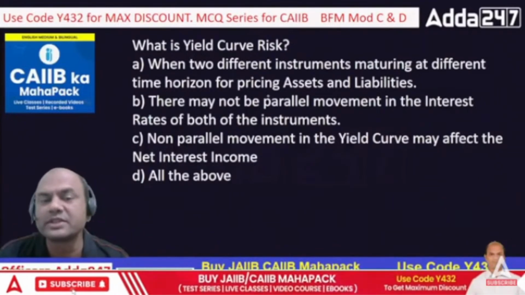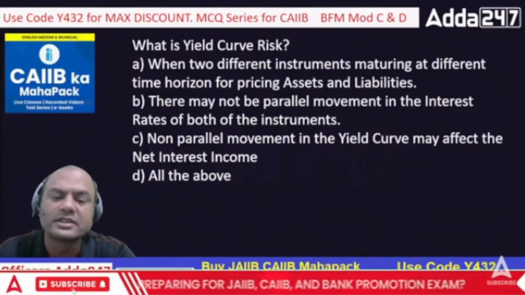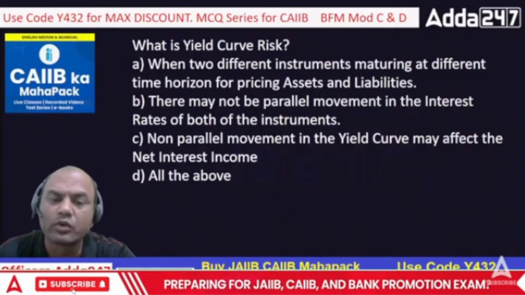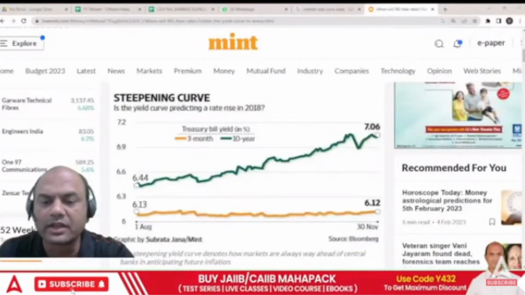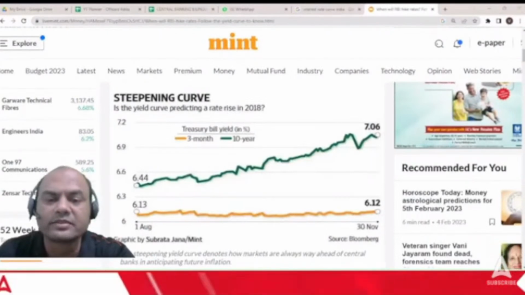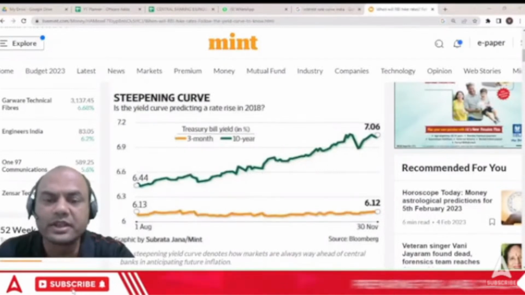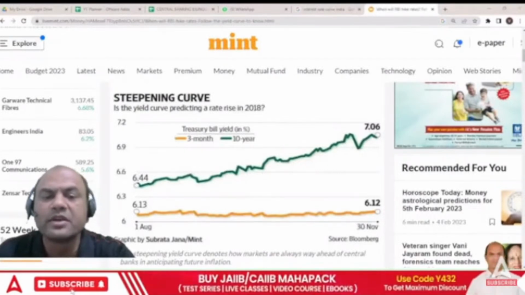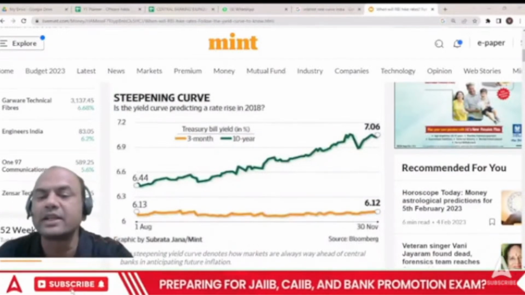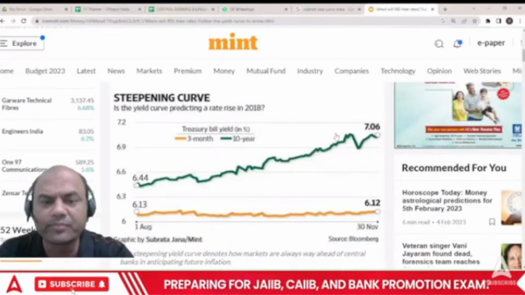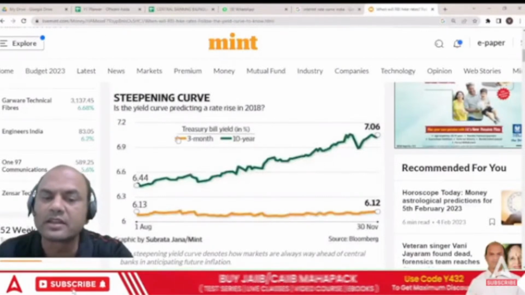So just now what did we see? Shall I show you again? Okay, let's go live. See this, just watch these options and now go back to this. Look at this. So what were the options given over there? When two different instruments maturing at different time horizons for pricing assets and liabilities. Is it happening that way? Two different instruments, different horizons. Okay, 10 year and 3 months.